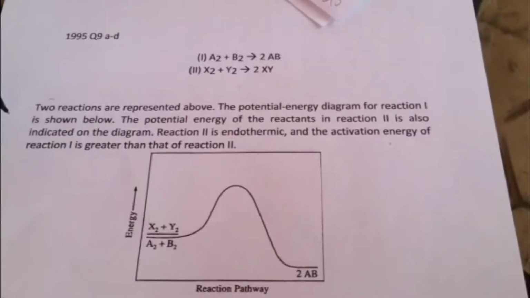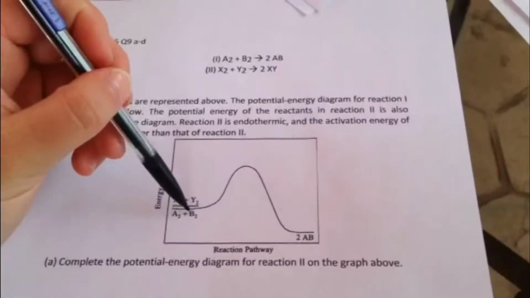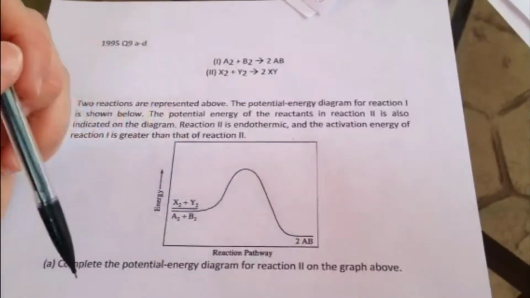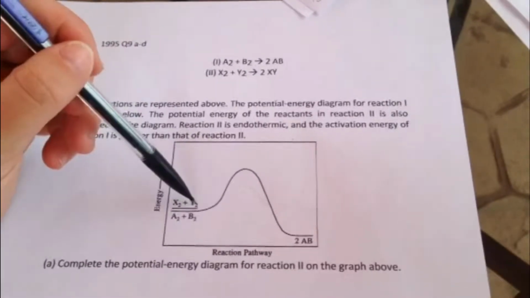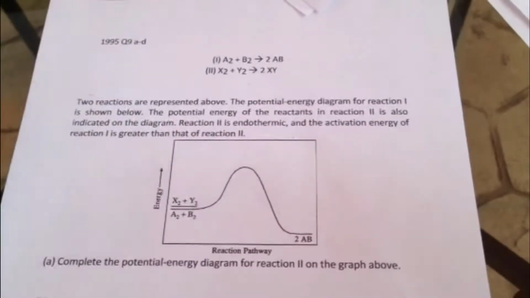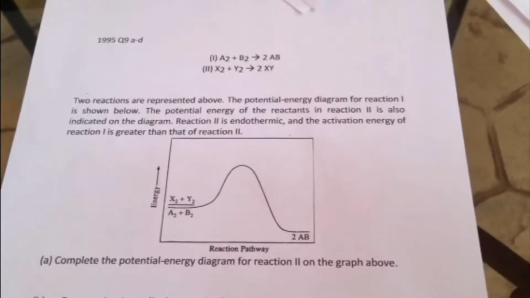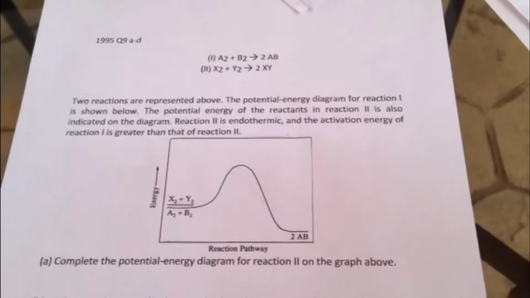The diagram given looks like this. The reactants A2 plus B2 are higher in energy than the products 2AB, so that means that reaction 1 is exothermic. They give us the reactants of reaction 2, X2 plus Y2. Part A states, to complete the potential energy diagram for reaction 2 on the graph above. It says that reaction 2 is endothermic and that its activation energy is lower than reaction 1.